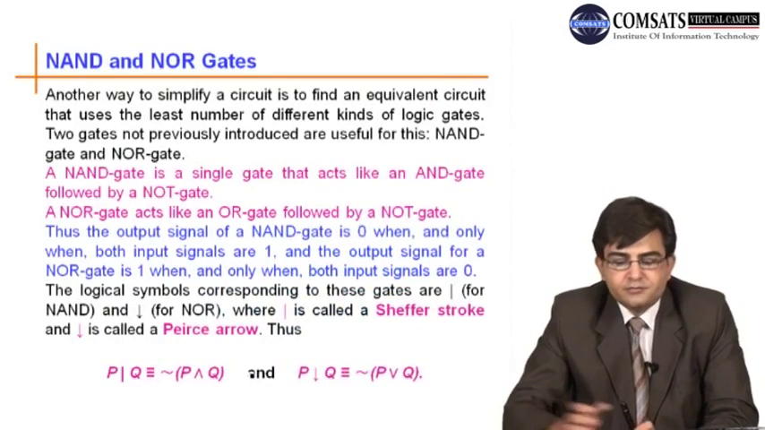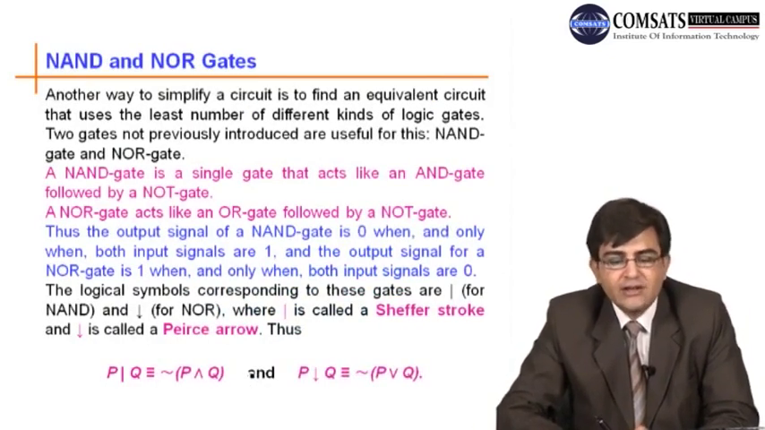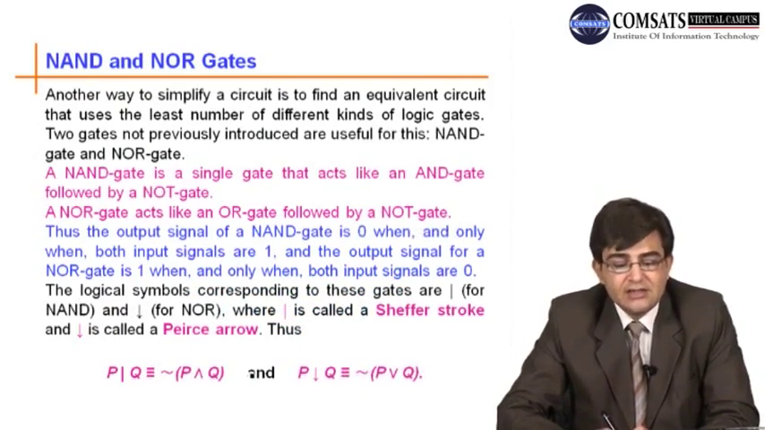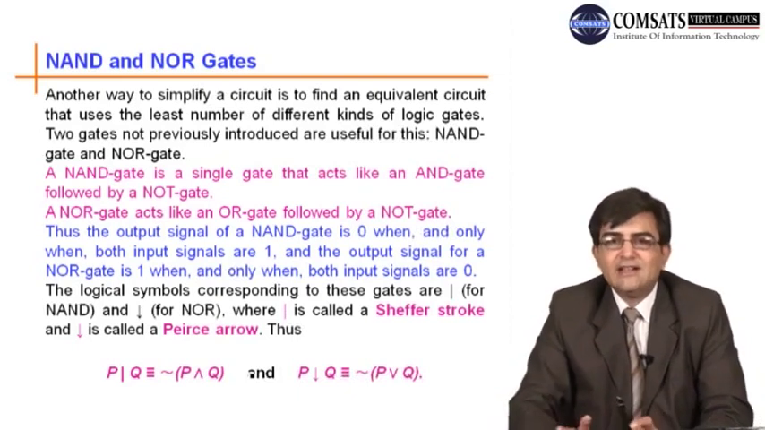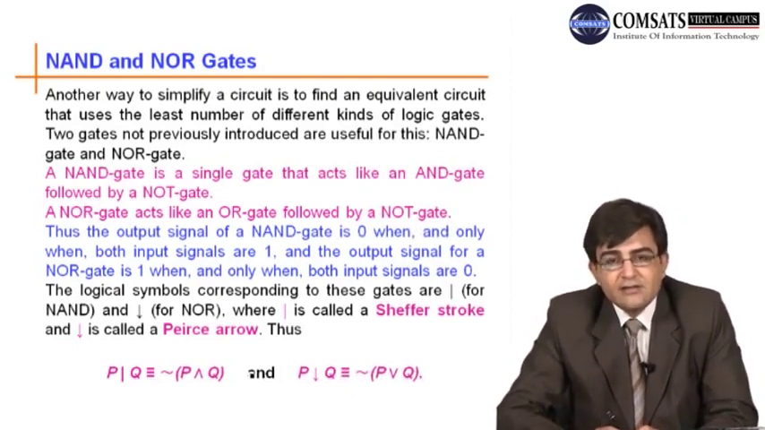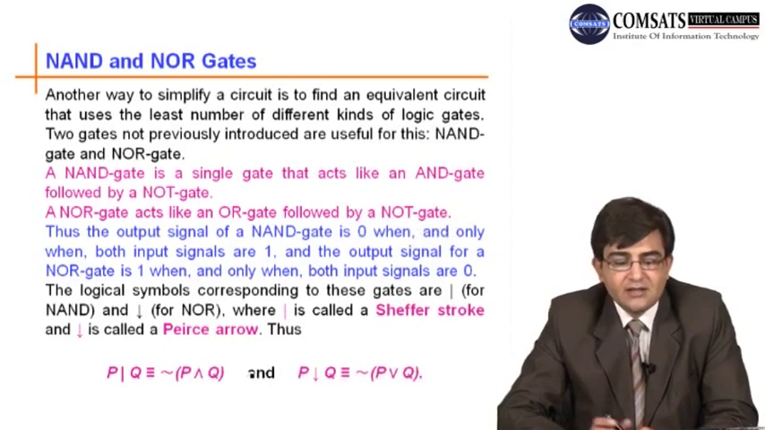Next, we start with what NAND and NOR gates are. I have introduced these gates when we started logic gates, but I haven't discussed them. So now we discuss what NAND and NOR gates are, how these gates help us to simplify complex and long Boolean expressions, and what the applications of these gates are.